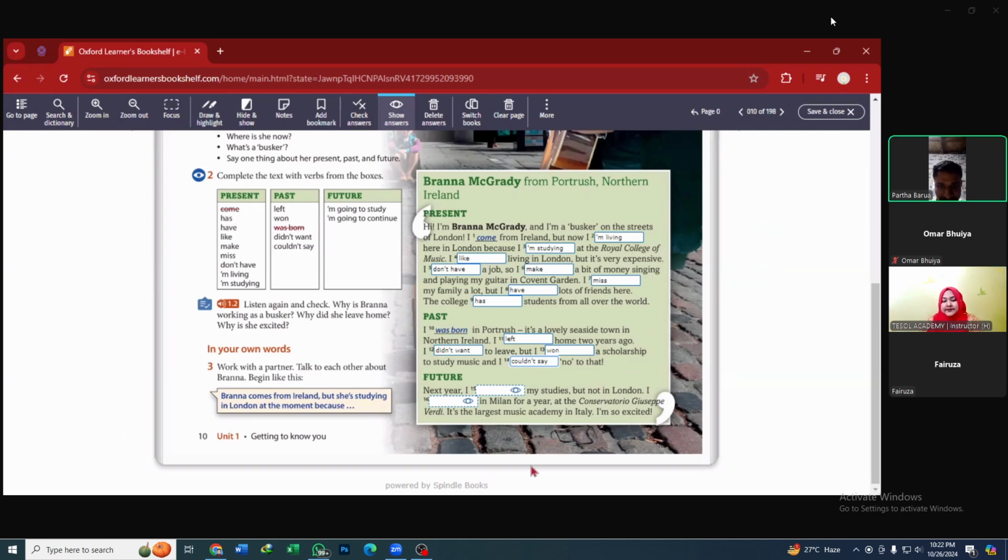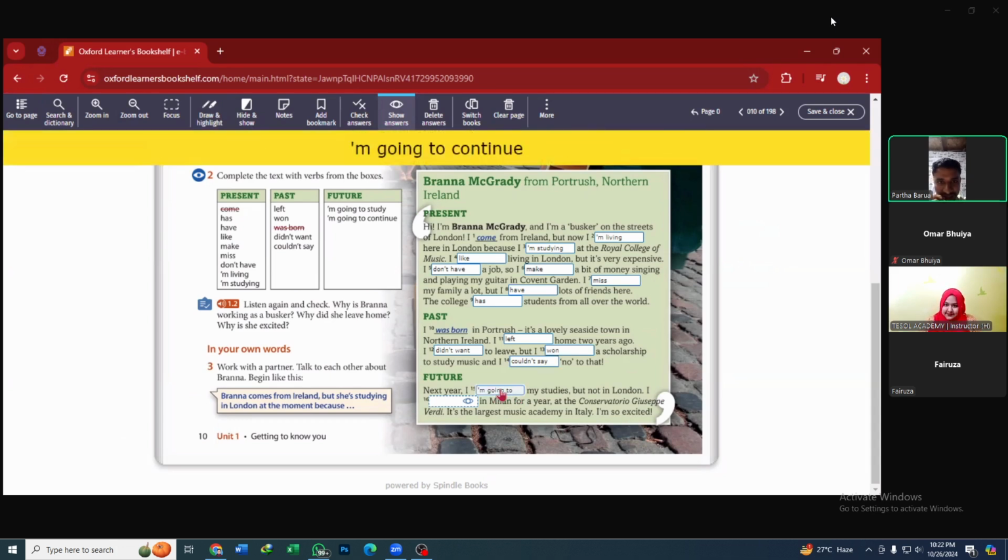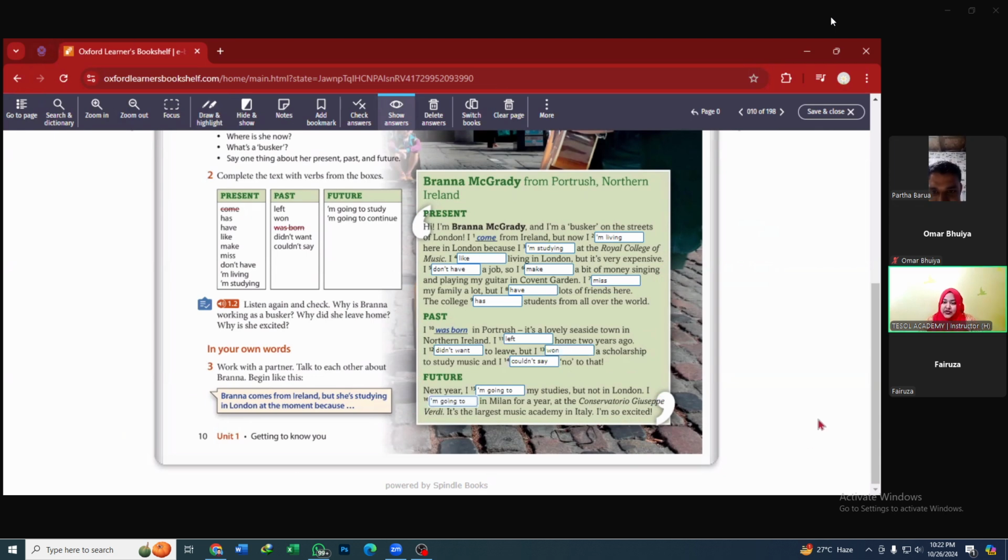Next, future. Next year, I'm going to study my studies. Sorry, are you sure this is the correct one? I am going to continue my studies, but not in London. I am going to study in Milan for a year at the Conservatorio Giuseppe Verdi. It's the largest music academy in Italy. I'm so excited. Very good. Excellent work, Mr. Partho.